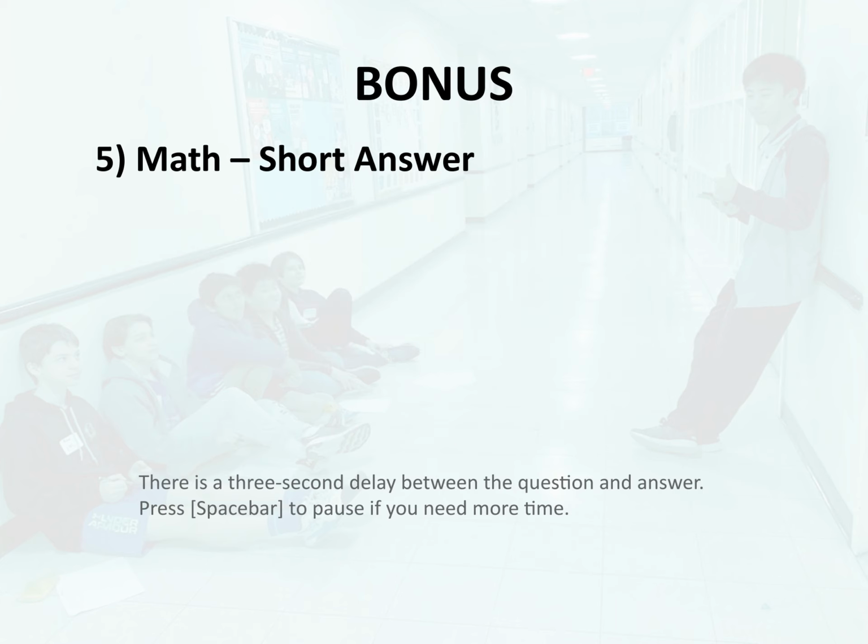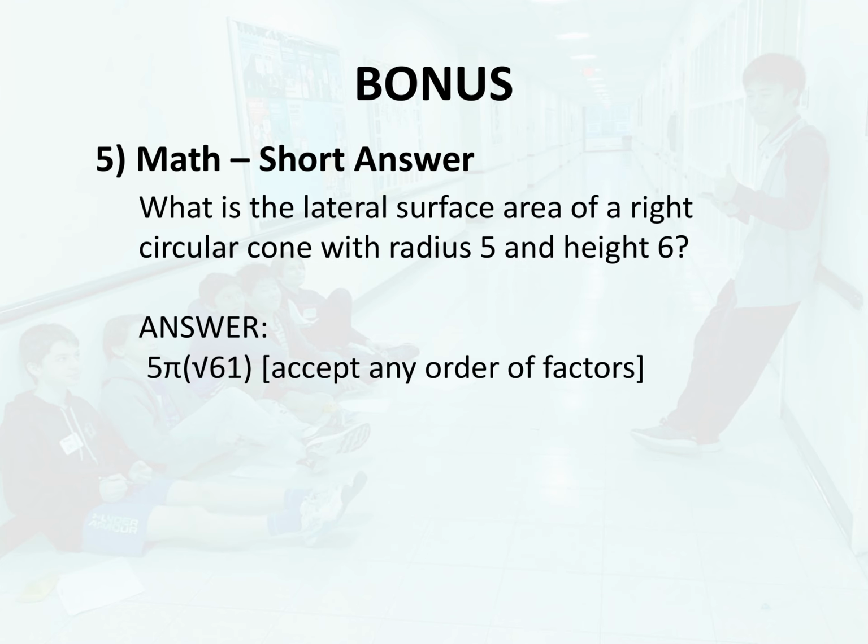Bonus 5. Math, short answer. What is the lateral surface area of a right circular cone with radius 5 and height 6? Answer. 5 pi square root 61.